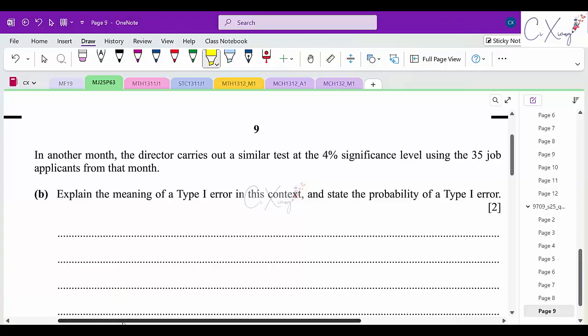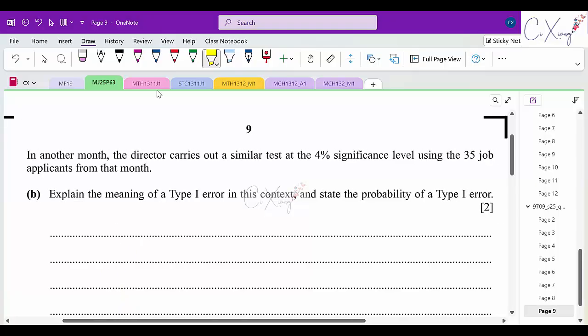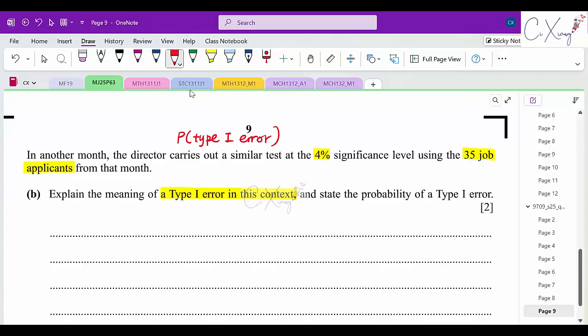Now they say that in another month, the director carries out a similar test at 4% significance level using the 35 job applicants from that month. Explain the meaning of the type 1 error in this context and state the probability of the type 1 error. What is the definition for type 1 error? The definition of type 1 error is you reject the null hypothesis when the null hypothesis is true. But they want you to explain it in the context of the question.